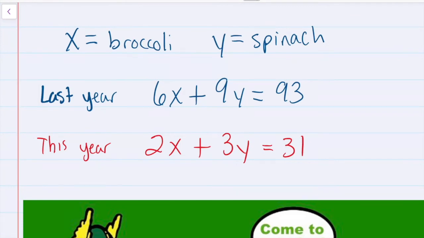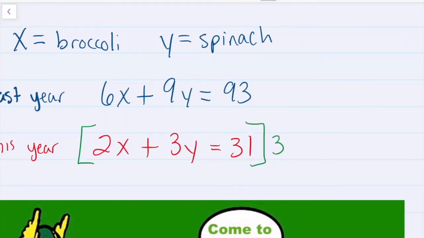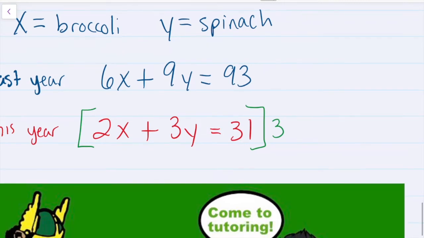And I don't know if you noticed this, but if I were to multiply this one by 3, would I get the same as on top? Look, what's 3 times 2x? That's 6x. What's 3 times 3y? That's 9y. And what's 31 times 3? Grab a calculator and you will soon find out it's actually 93.